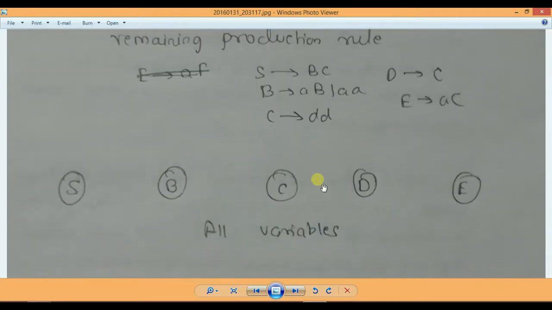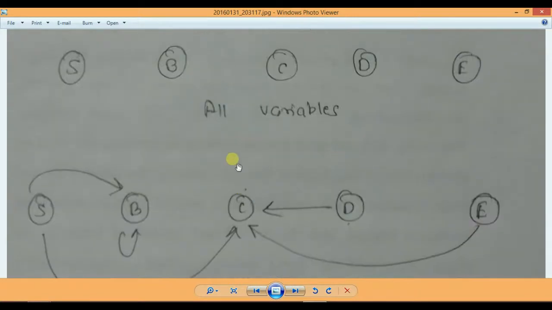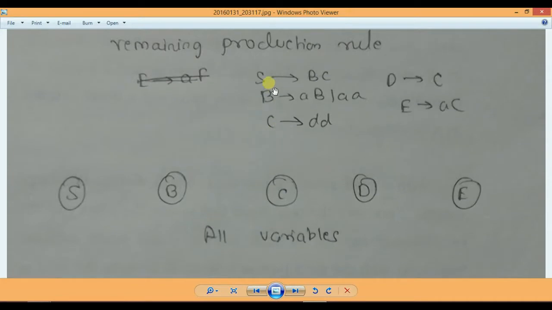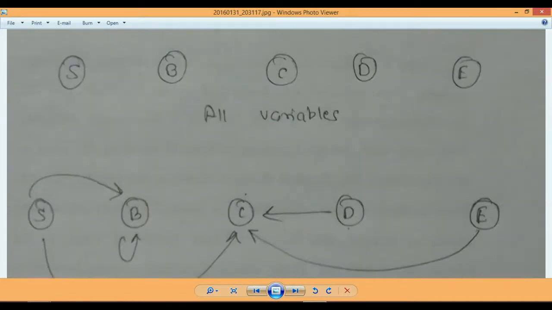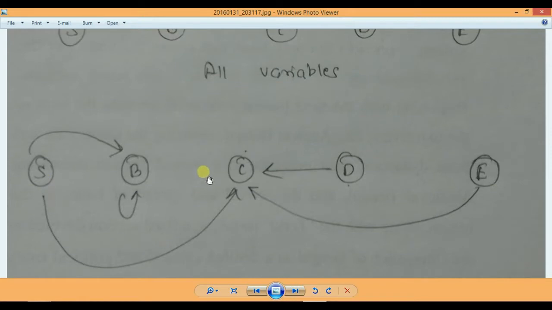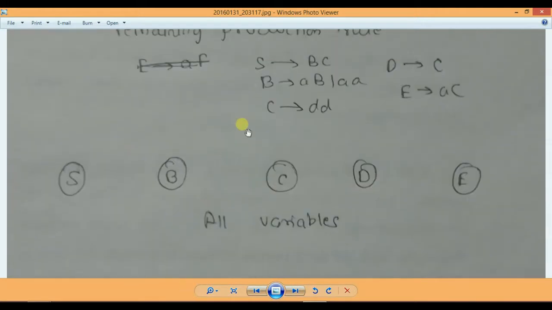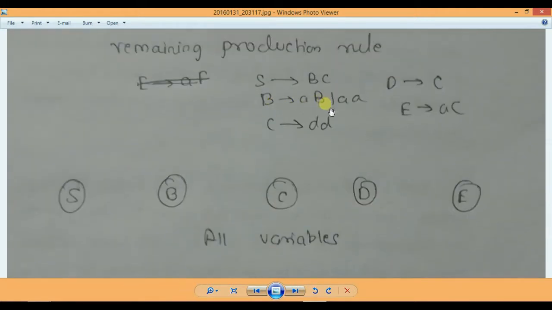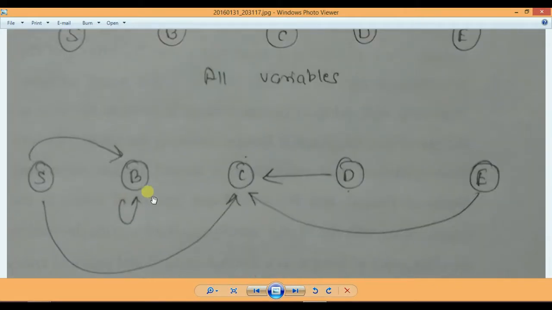Then we must draw the dependency graph. To draw it, draw all the variables from the new production rule. Now draw the connections. For example, from S we can reach B and we can reach C. So from S an arrow will go to B and an arrow to C. From B we can reach AB, small a capital B. So from B we can reach B. So B has a self loop.